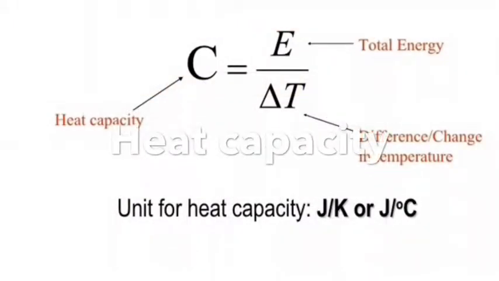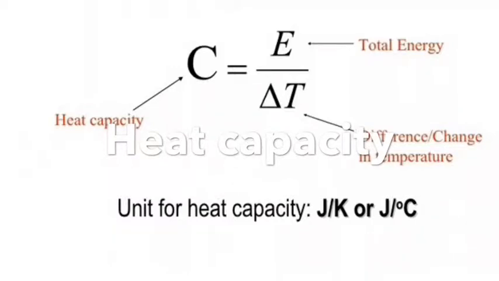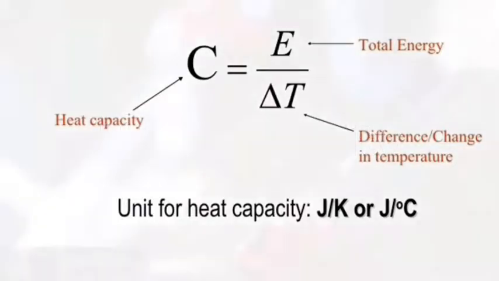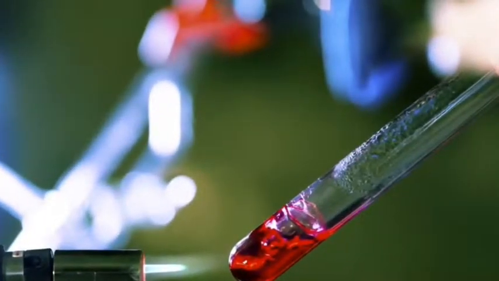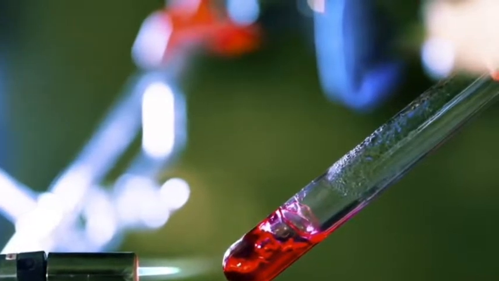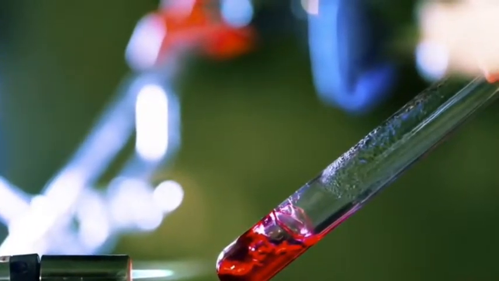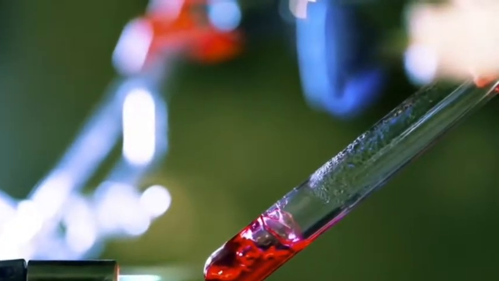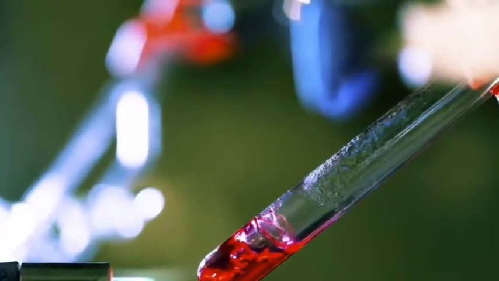Heat capacity. As not everything is composed of one type of molecule, we have to consider heat capacity. The formula is heat capacity is equal to total energy over difference in temperature. Heat capacity is the energy required to change the object's temperature by 1 Kelvin, but only in reference to the temperature of that object. It differs from specific heat capacity because instead of considering the object as made of only one material, here we consider it may be composed of any mixture.